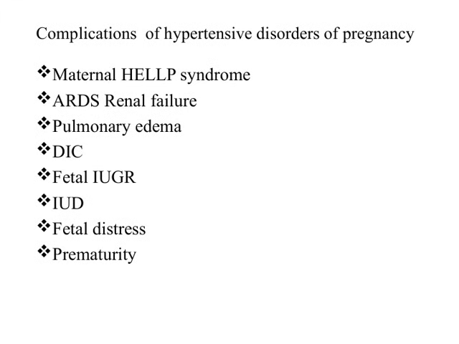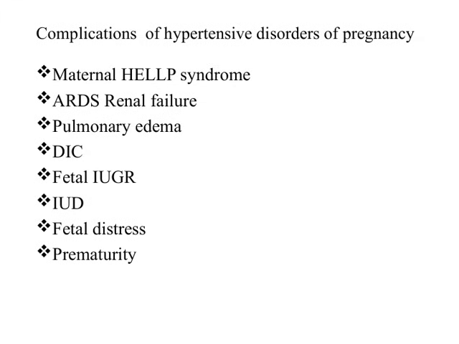Now, let's discuss some of the serious complications that can arise from hypertensive disorders of pregnancy. One significant maternal complication is HELLP syndrome, which stands for hemolysis, elevated liver enzymes, and low platelets. It's a severe form of preeclampsia that can lead to serious maternal health issues if not managed promptly.